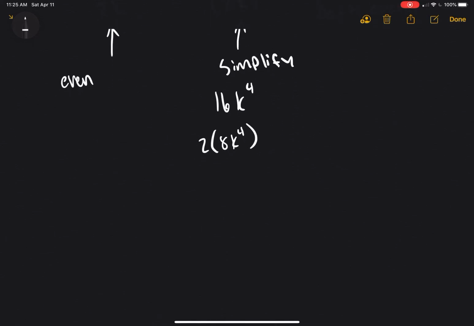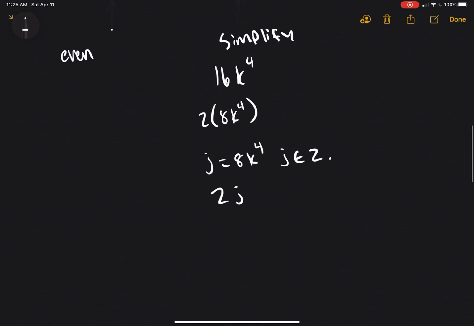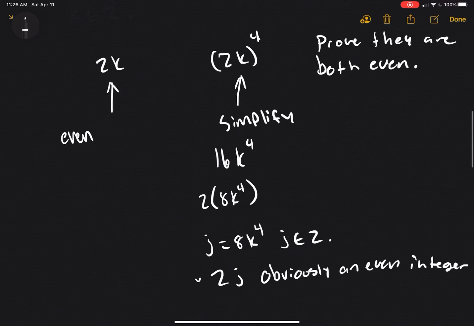So let's say we have another integer j. j equals 8k to the fourth, and j is an integer. Then our new statement becomes 2j, which is obviously an even integer because it matches up with 2k, because k is an integer, j is an integer.